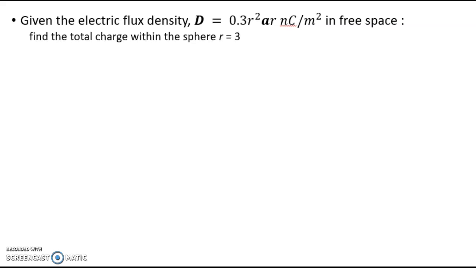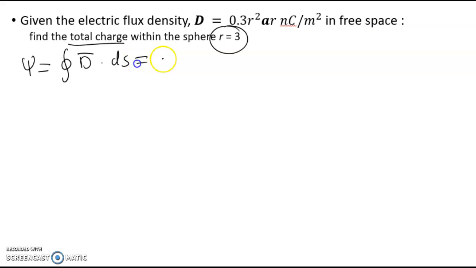All right, so for the second part of the problem, we are asked to obtain the total charge within the sphere of radius r equals 3. So here we will use Gauss's law, which states that flux equals the closed surface integral of D dot dS, equals Q.